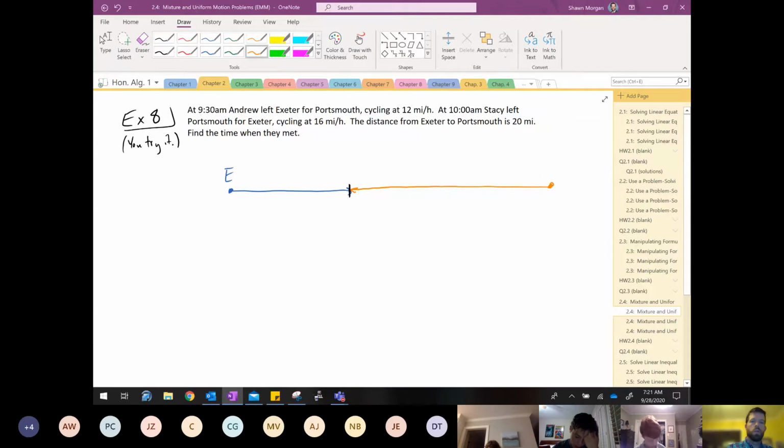This is just a picture, Portsmouth. And so Stacy's going that way, and Andrew's going this way. Okay. So I'm going to go ahead and call on a few of you guys, and y'all just kind of supply me with what I'm looking for here. We'll start with Alex. Alex, what are we being asked here?